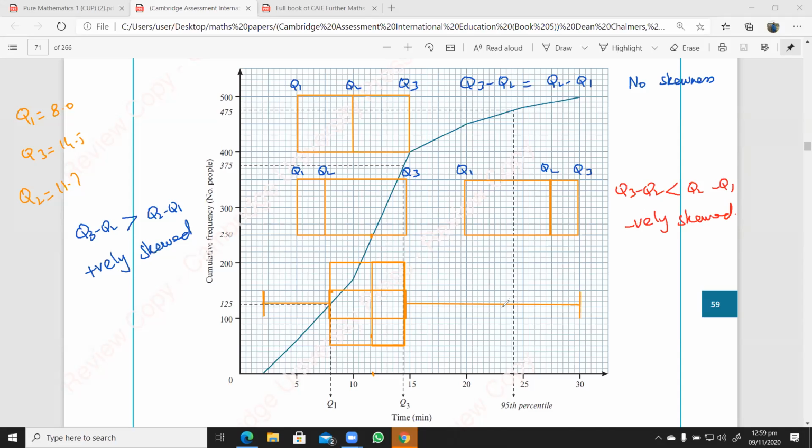Okay? So I have tried to explain how to draw this box and whisker plot using the lowest value, the maximum value, the lower quartile, the median, and the upper quartile. And then we have discussed how we can determine the skewness in the data, and how we can see the spread of the middle 50% of the data. Tomorrow we shall be discussing the past paper questions.